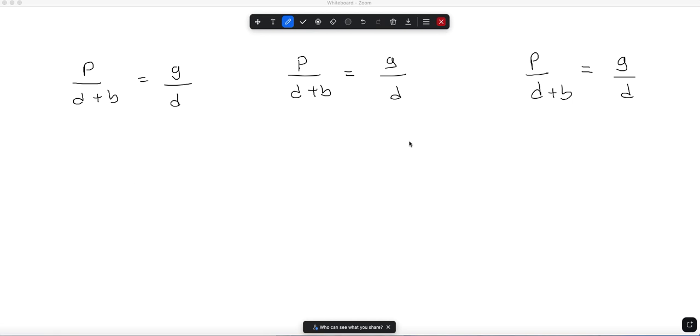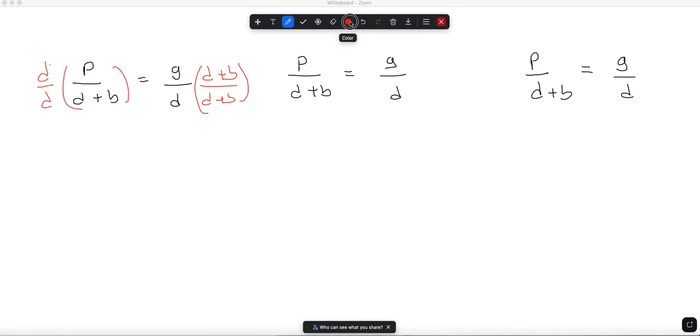Hey, Than, that's cool. You came up with three ways to do this, so I'm going to do all three. Your first one was multiplying the numerator and the denominator by whatever we need to get to an LCD. So let me show that. This side we would do d over d, and this side we would do d plus b over d plus b.